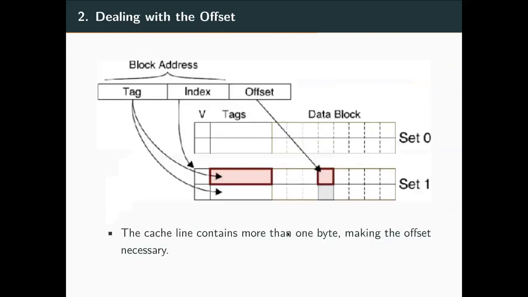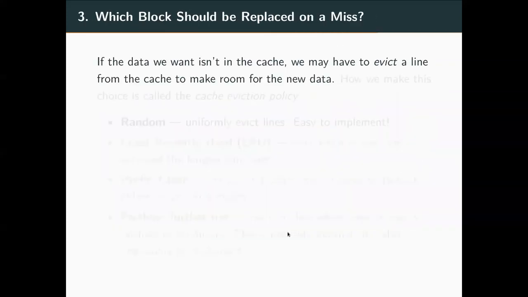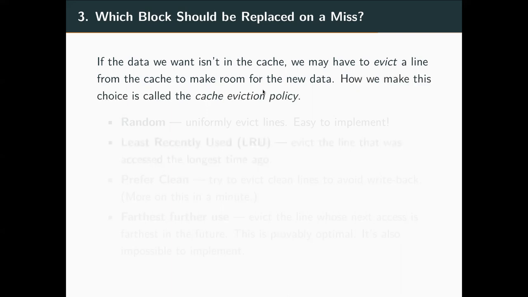Okay. Let's move on to the third problem that we have to figure out a solution for, which is, what should we do when we have to replace something in our cache? So when will we have to do this? Well, if the data we want isn't in the cache, so this is like a cache miss, right? We might have to evict, so this is the terminology, eviction, a cache line from the cache to make room for the new data. And this is called the cache eviction policy, very creatively.